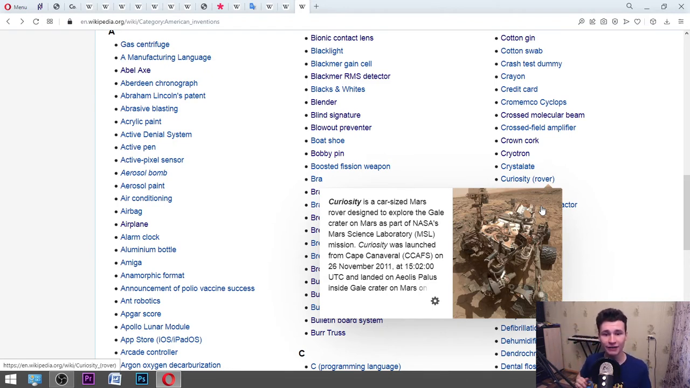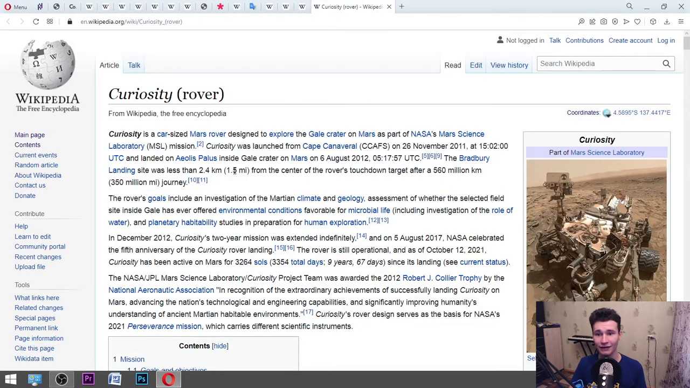Curiosity is a rover designed to explore Gale crater on Mars as a part of NASA's Mars Science Laboratory (MSL) mission. Curiosity was launched from Cape Canaveral on 26th November 2011 at 15:02 UTC and landed on Aeolis Palus inside Gale crater on Mars on 6 August 2012 at 05:17:57 UTC.